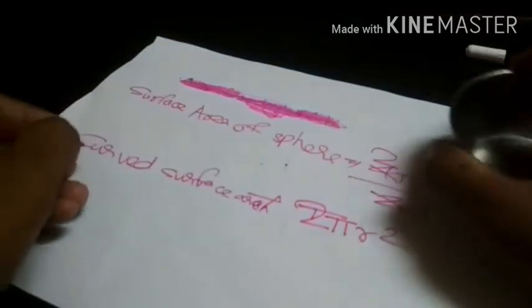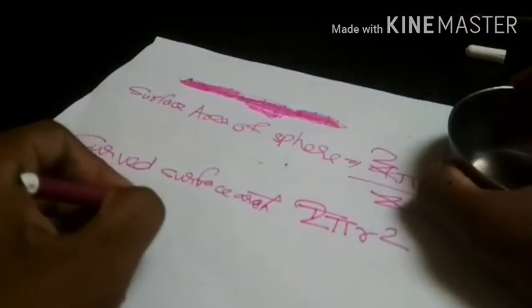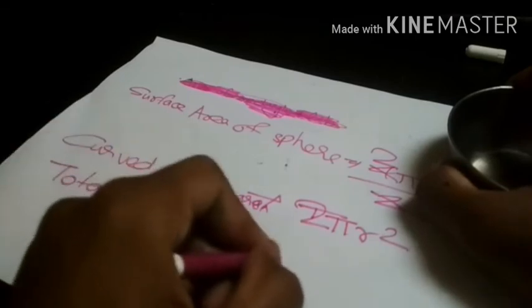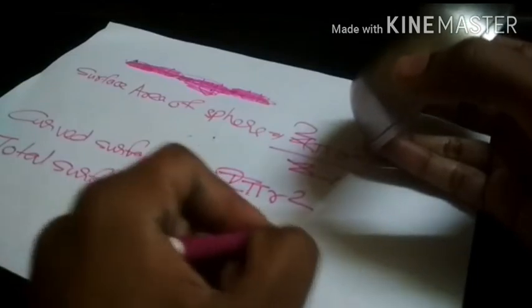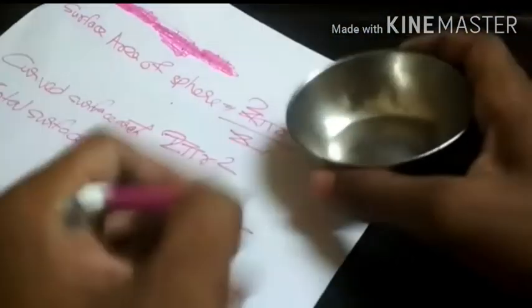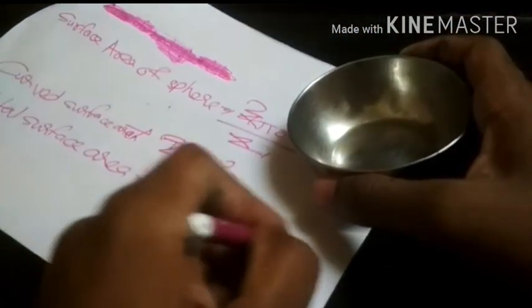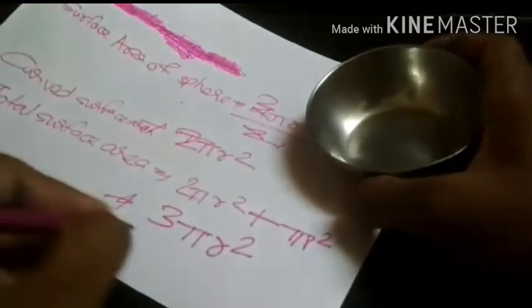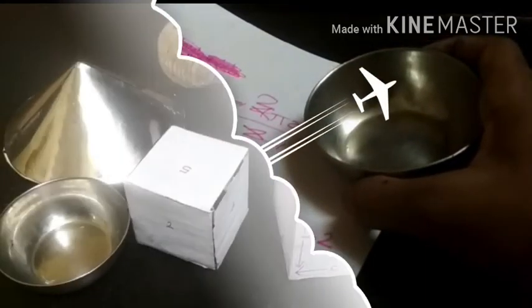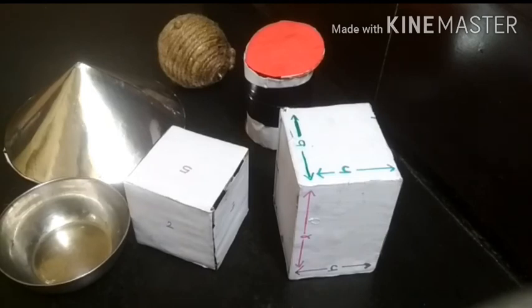Okay, and now the total surface area. Total surface area means the area of this surface plus the area of this surface. You know that this is also a circle. So the area of this surface was 2 pi r square, plus the area of this circle. It is also a circle, so area of circle is pi r square. So it contributes to 3 pi r square. As simple as that. Every journey has its destination, so we are at the destination.